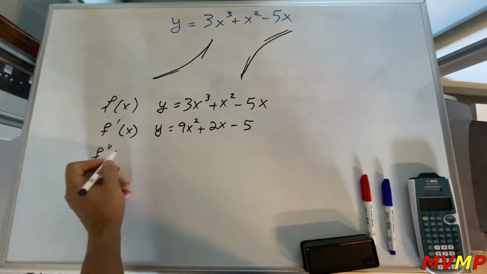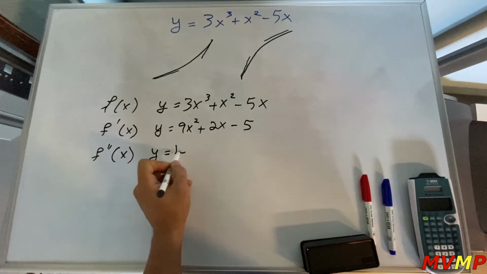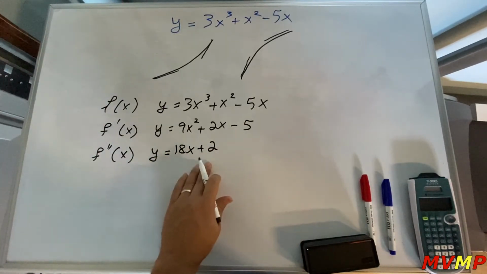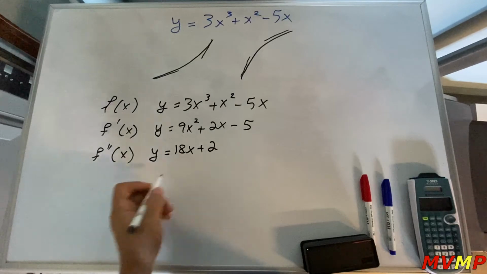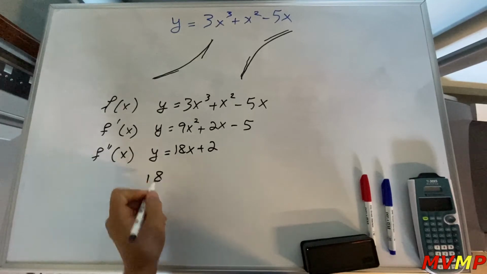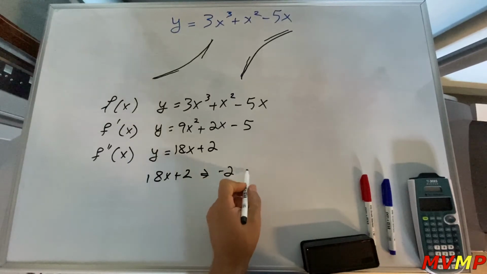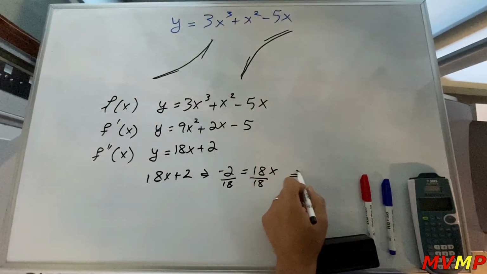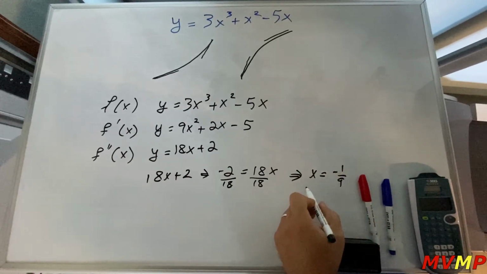So we go ahead and we take the second derivative. So now you do the same step again and you reduce one power. This is 2. So we look at this, and now we just solve for x, which is fairly easy. So we go ahead and we set y double prime equal to 0. So 18x plus 2, subtract 2, equals 18x divided by 18. We'll see that x equals negative 1/9.